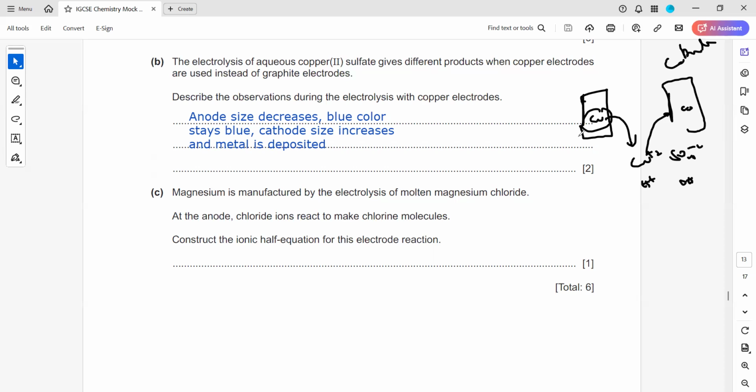We don't have to describe that. The observations here are: the cathode size increases, the anode size decreases. That's it. I cannot say that the solution does not show a color change, because if anything changes, that we write as an observation. So the size of the anode will decrease.